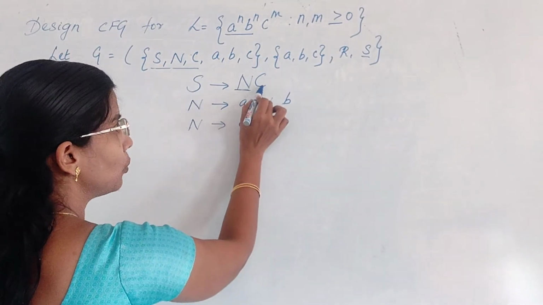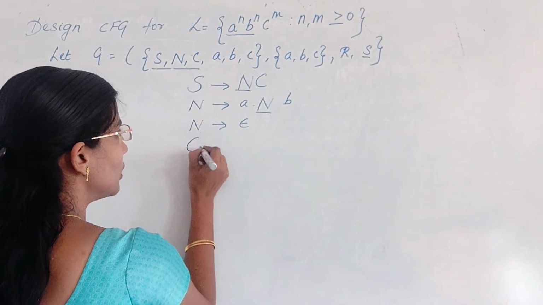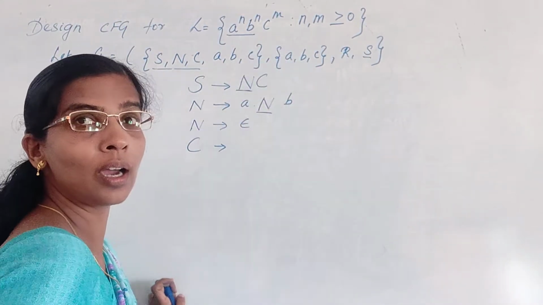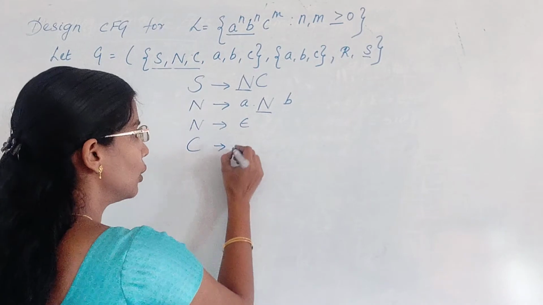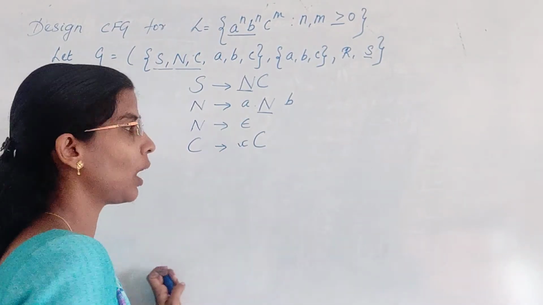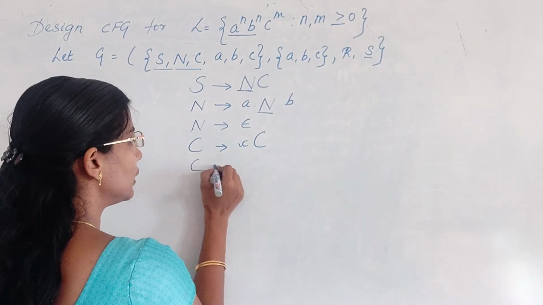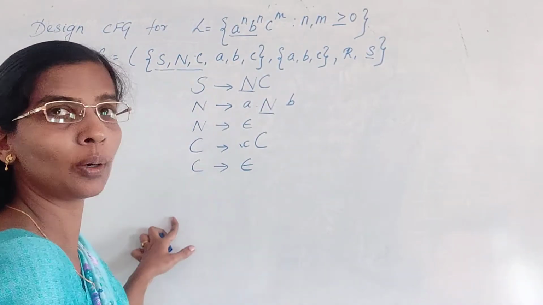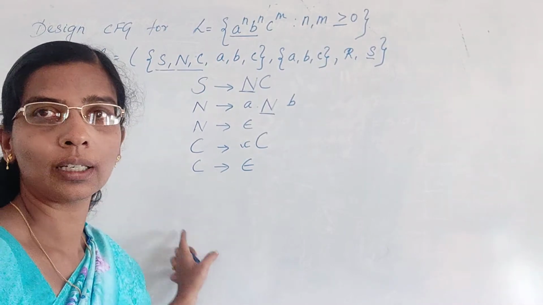Now I have to write what could be this C. C tends to, I should generate symbol c, right? So C tends to lowercase c, capital C. How to stop this? Capital C tends to epsilon. So these are your productions. Right?